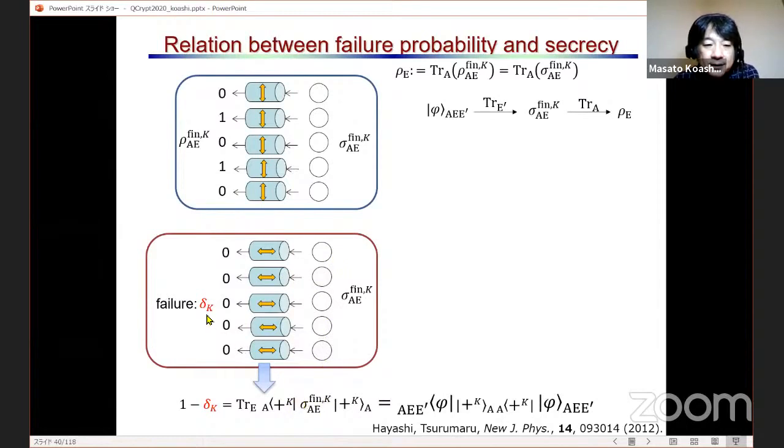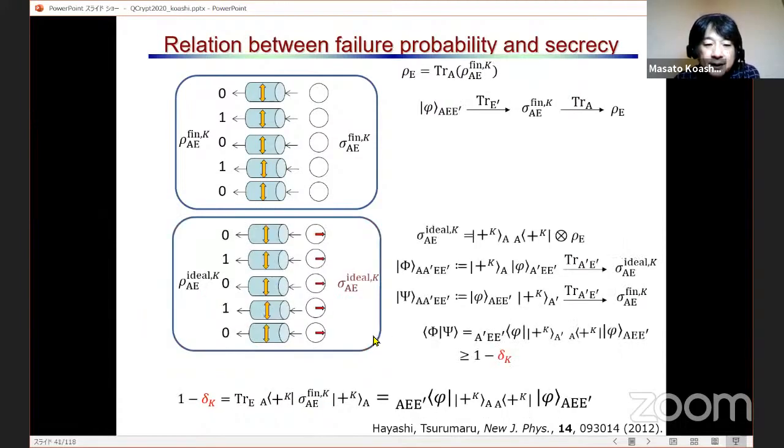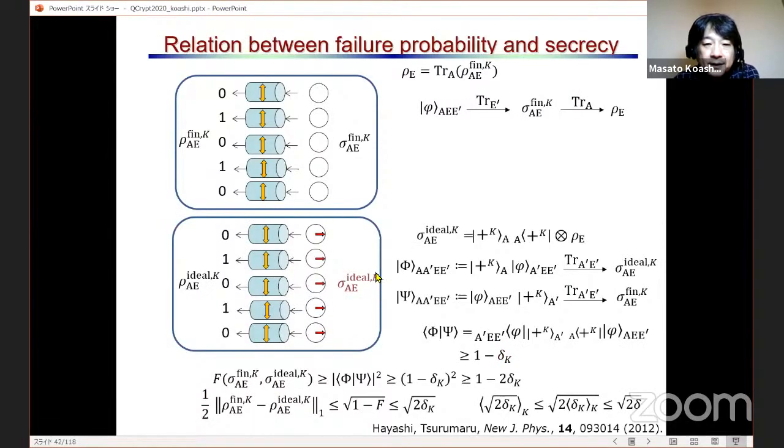So this quantity is a kind of fidelity of states. So at the end of the day, the fidelity of the actual state and the ideal state is given in terms of this delta here. But a final statement about epsilon secrecy is given by trace distance. So you must connect fidelity to trace distance.